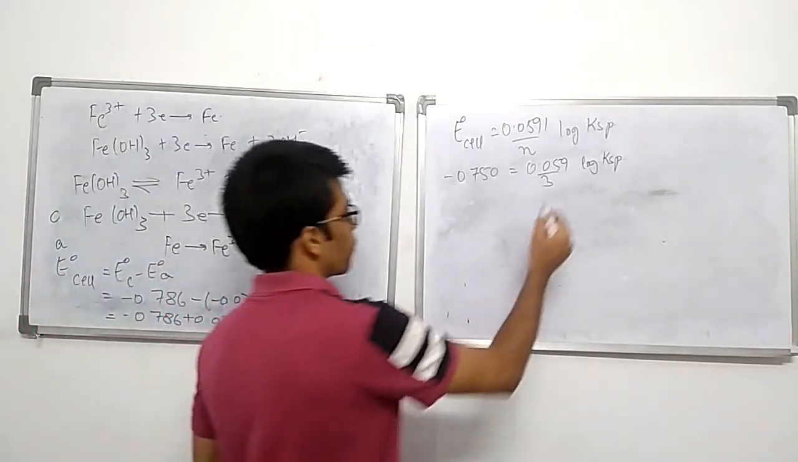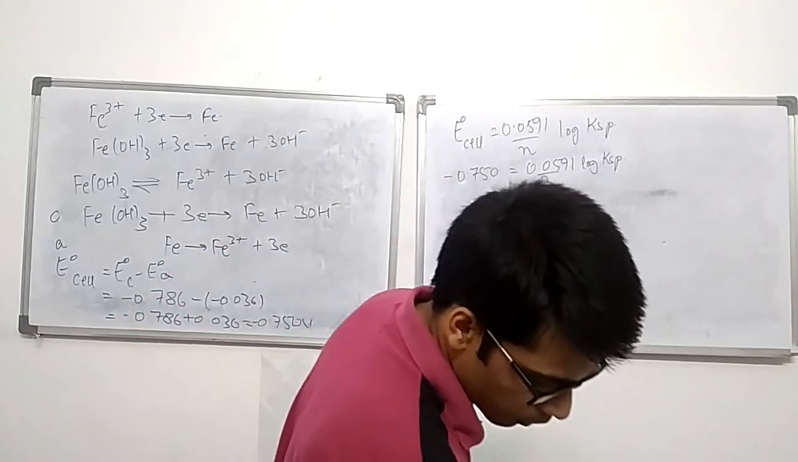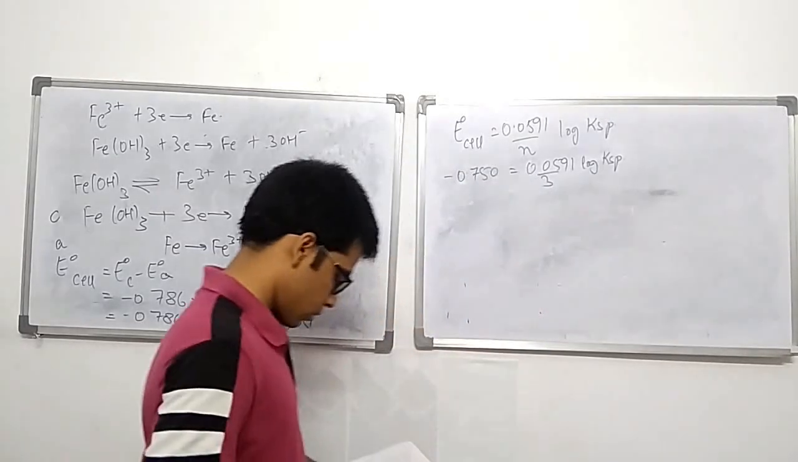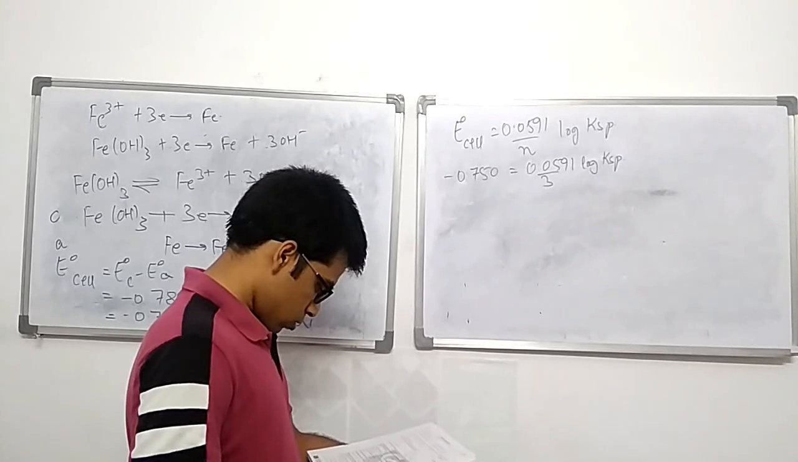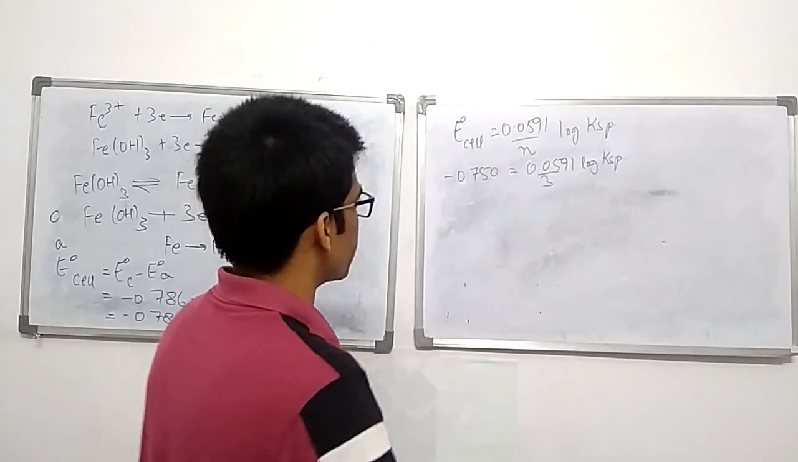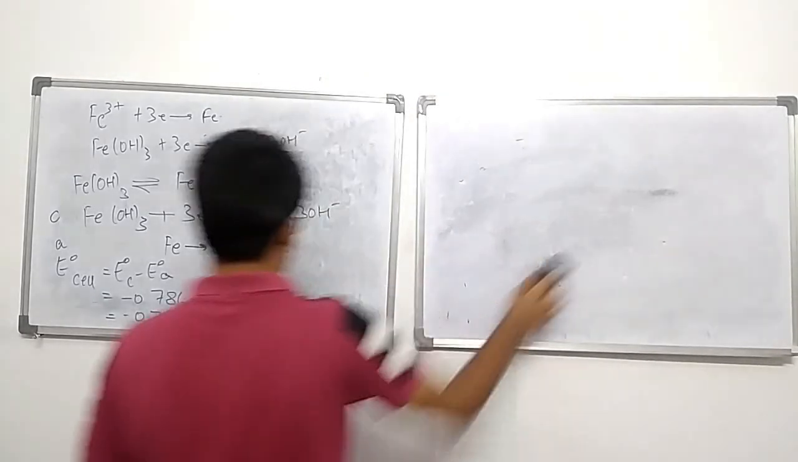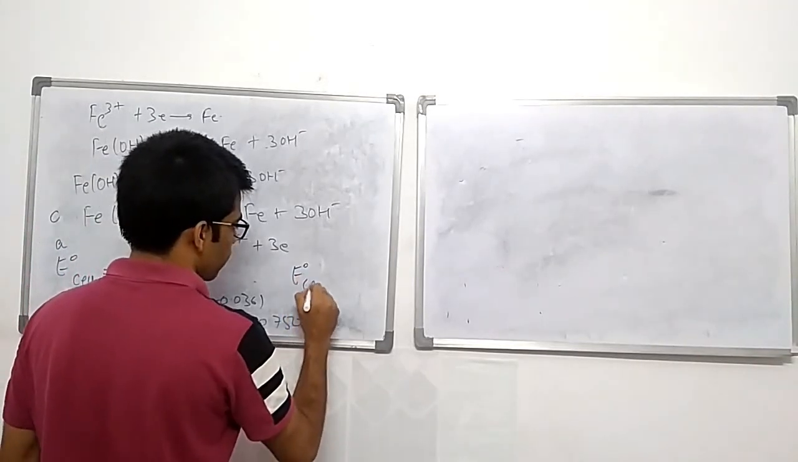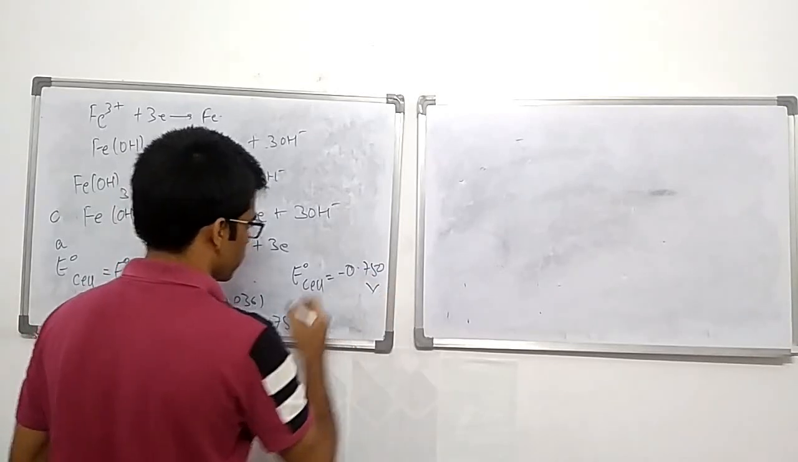Now, let us see the values they are given. Okay, so they have asked for the EMF only. They have not asked for the KSP. They have asked only the EMF. That means I need to find only this. So I have got E naught cell is equal to 0.750 with a negative sign.